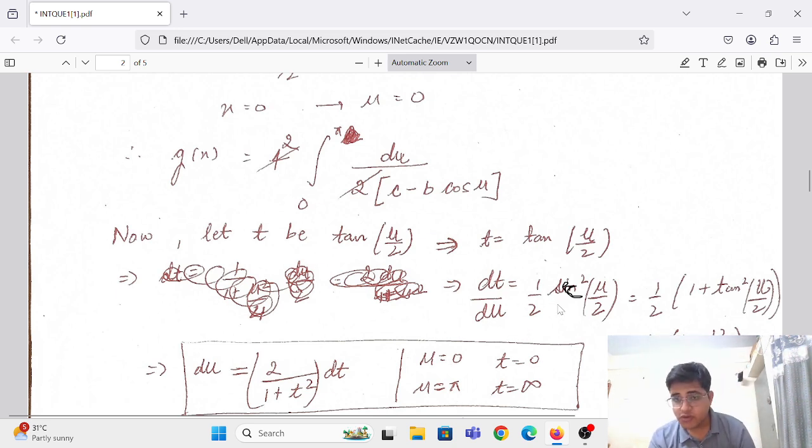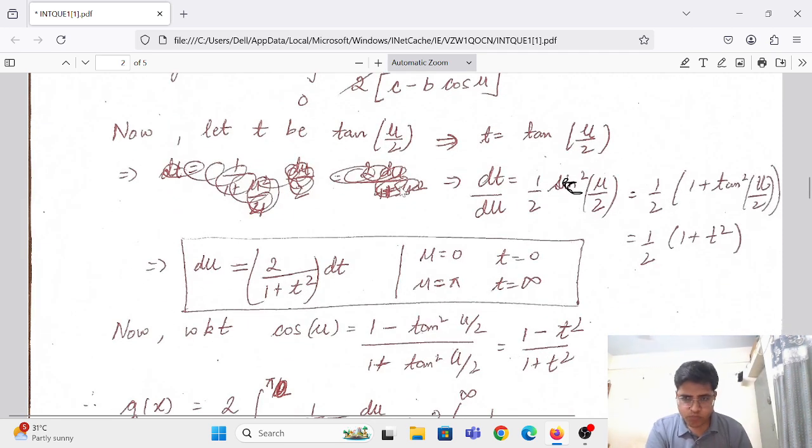Now we know an identity that sec squared of x minus tan squared of x gives us 1. So sec squared of x could be written as 1 plus tan squared of x. So sec squared of u by 2 is replaced by 1 plus tan squared of u by 2 over here. So we get half of 1 plus tan squared of u by 2. And we know that tan of u by 2 is t by the substitution that we assumed. So we get 1 by 2 of 1 plus t squared. Now using this, we get du to be equal to 2 over 1 plus t squared dt.